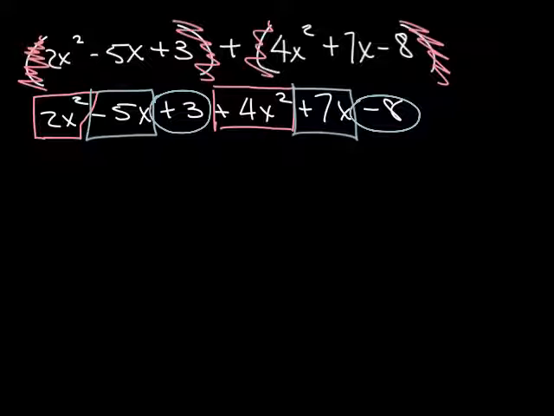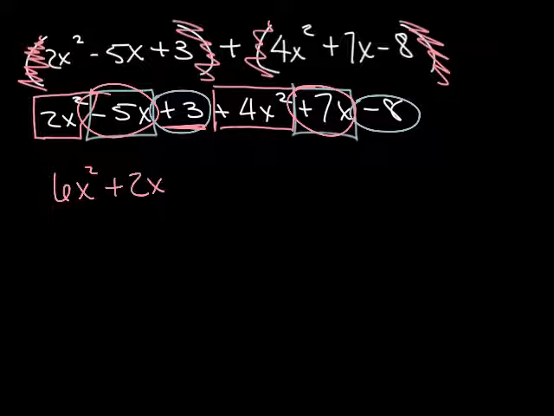So let's add the red together. 2x squared plus 4x squared is going to be 6x squared. And let's bring the negative 5x and the positive 7x together. And the plus 3 and the minus 8. And that is the simplification of adding all of those terms together.